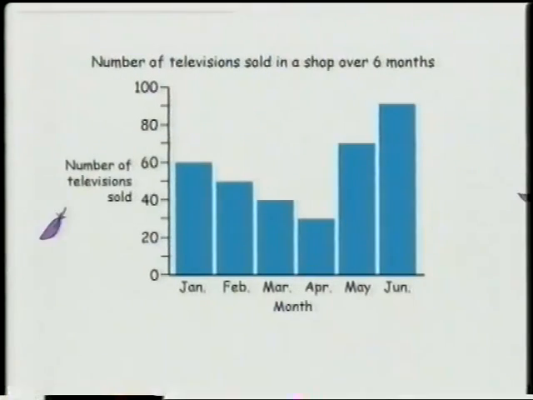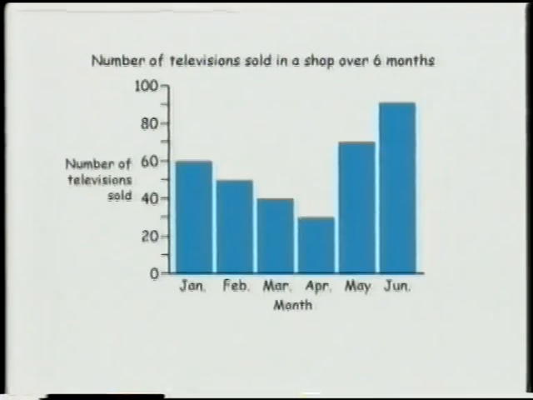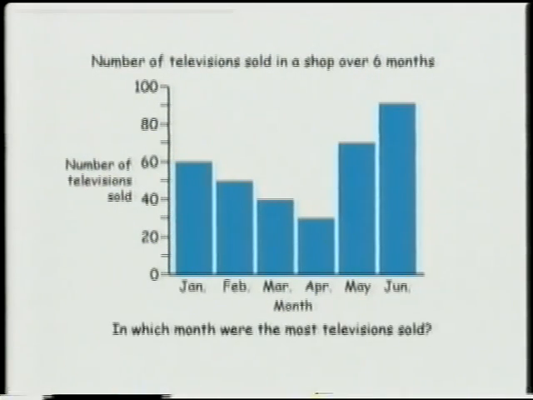This graph shows the number of televisions sold from a shop each month for 6 months. And here are some questions about the graph. In which month were the most televisions sold?